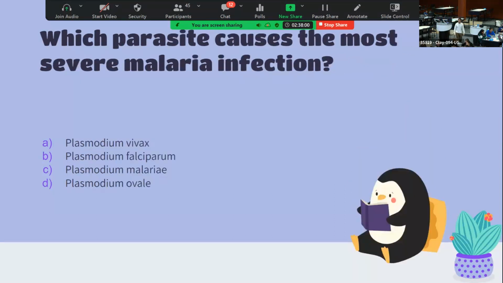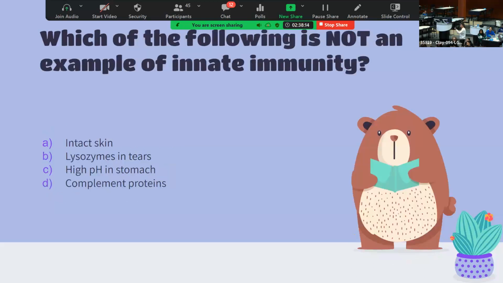All right, we'll move over to the other side. So this table, if you're paying attention, which parasite causes the most severe form of malaria? Exactly. Easy peasy. They do all cause malaria though, note that. Next table, which of the following is not an example of innate immunity? Yeah, correct. Easy. Yeah, low pH is acidic, high pH is alkaline.